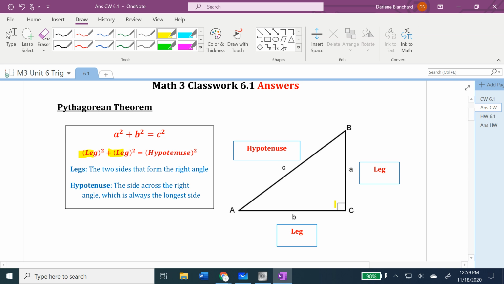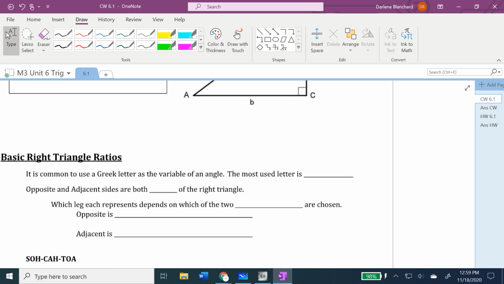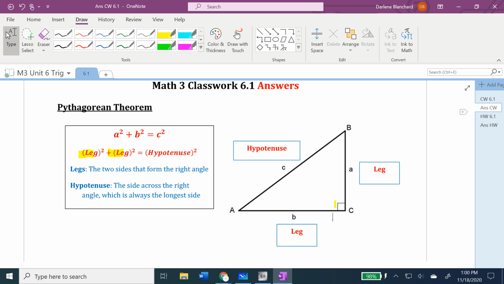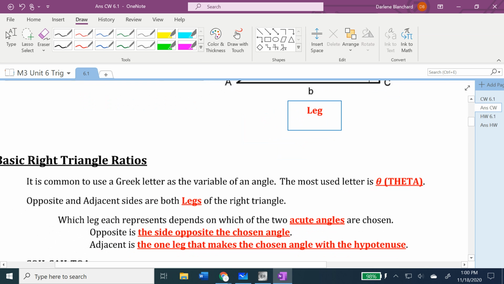Then the next thing we are heading into, we have ratios. Sine, cosine, and tangent are our starters, and you've probably worked with them before. But there's some things I want you to write in here because I found that people were confused when I started using Greek letters.